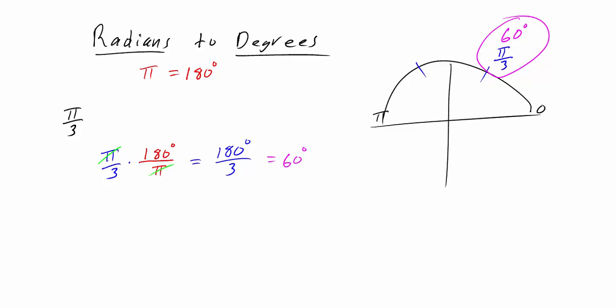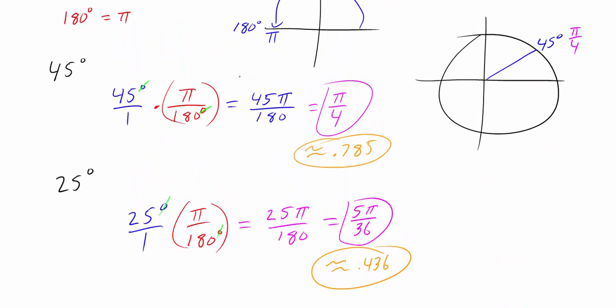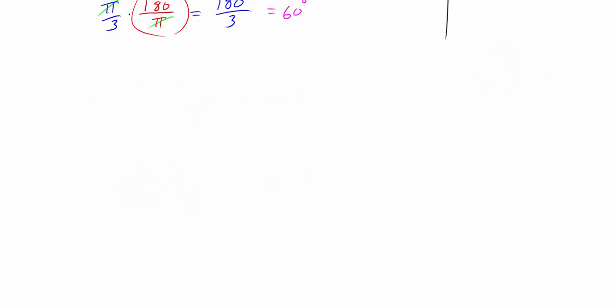Okay, so you're going to do that with any angle. You're just simply going to do the reverse of what we did up here. If you're going from degrees to radians, you're going to multiply by pi over 180. And if you're going from radians to degrees, you're going to multiply by 180 over pi. All right, let me give you an example and see if you can figure this one out. Here's your angle of 2, and we want to change this angle into degrees.